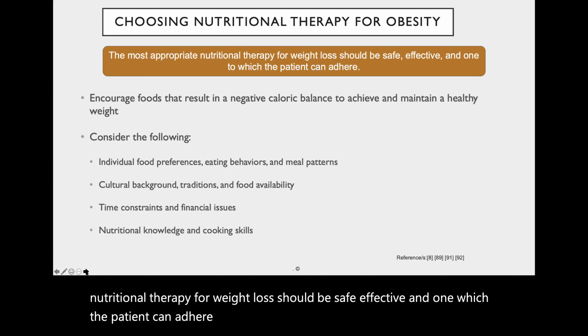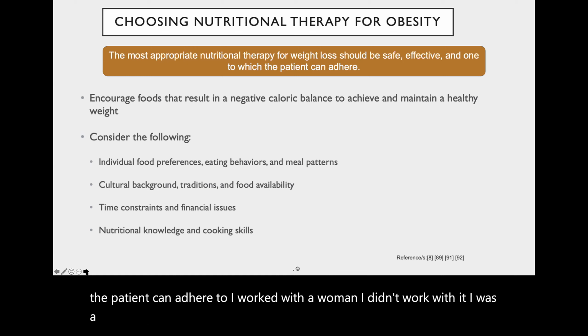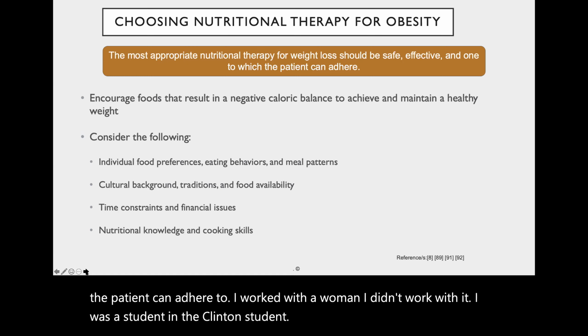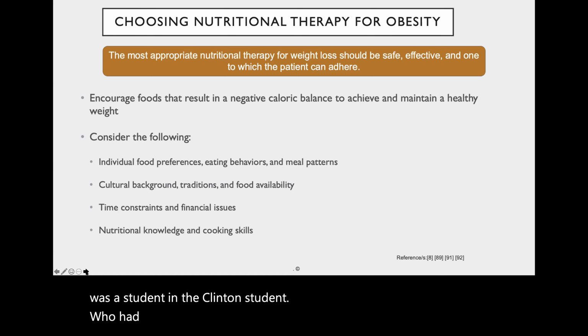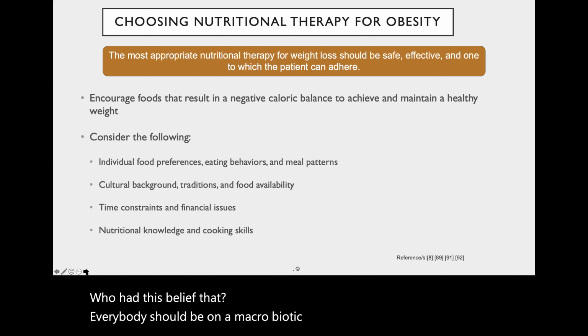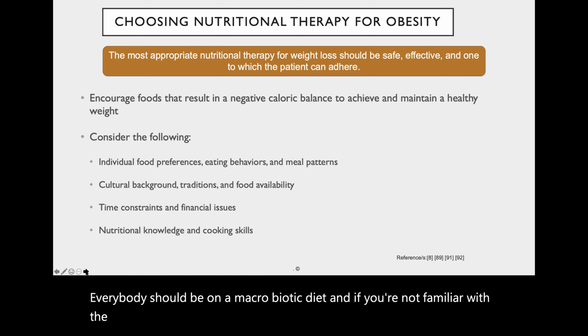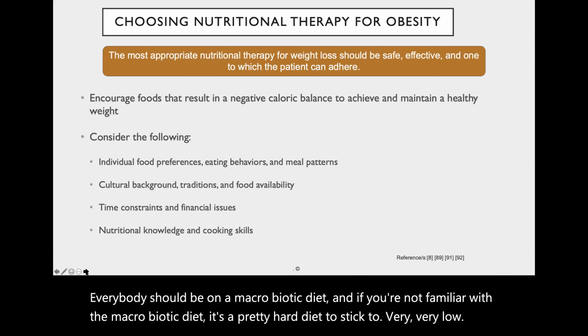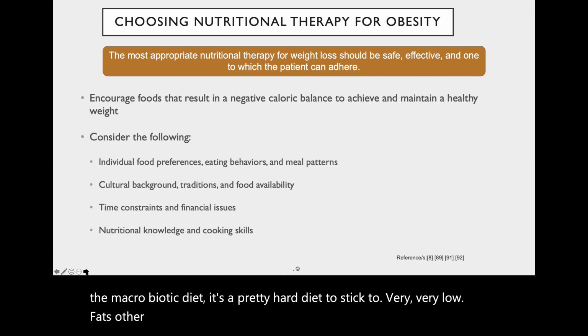I worked with a woman, a nurse. I didn't work with her. I was a student in a clinic, who had this belief that everybody should be on a macrobiotic diet. And if you're not familiar with the macrobiotic diet, it's a pretty hard diet to stick to. Very, very, very low fat, other than animal, very low animal fat, lots of plant fat. It's really not, to most of us, a very appealing diet.